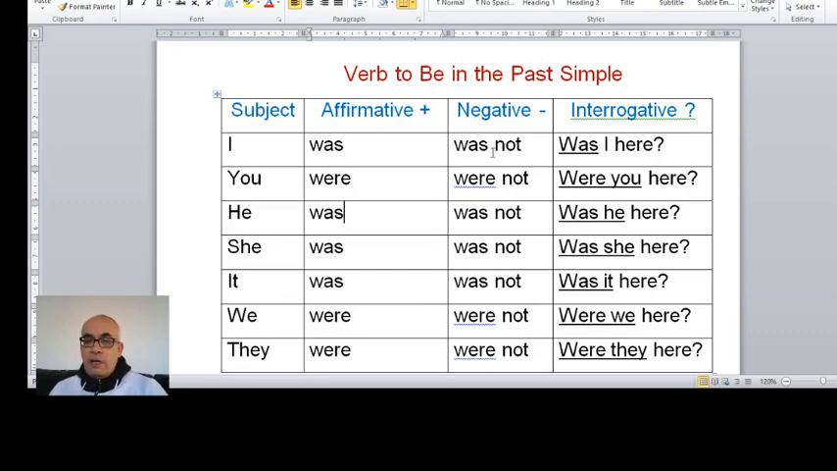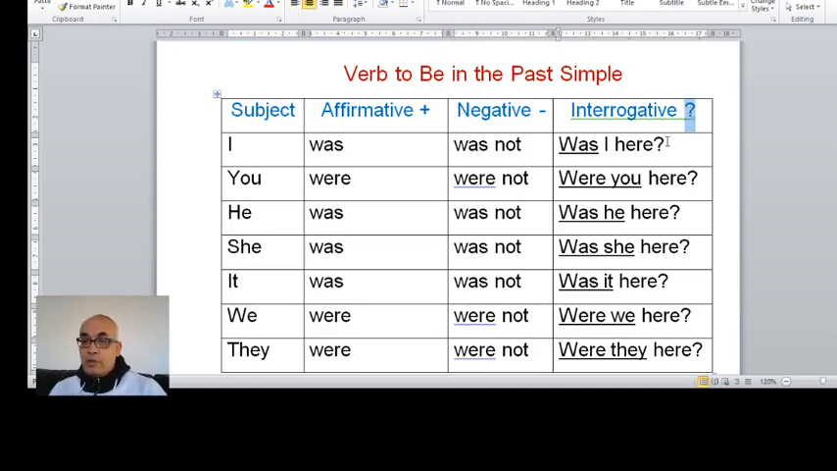The negative, I was not. Of course, I always repeat, these are the subjects. Was is the past simple. Not, we use it to make negative. I was not. You were not. He was not. She was not. It was not. We were not. They were not.